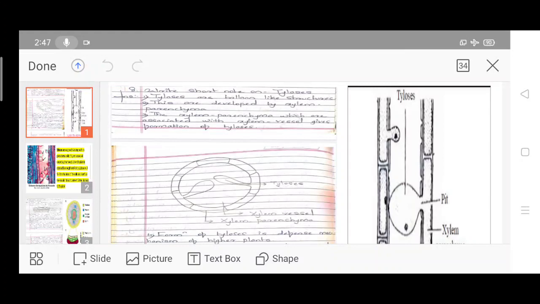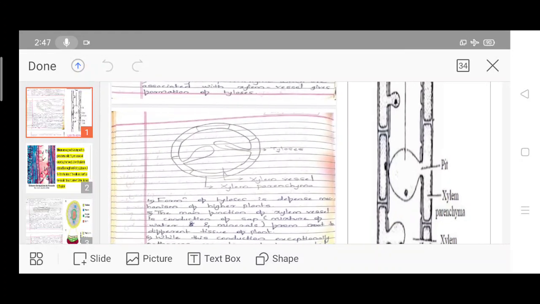This is the picture of tylosis. The outer layer is the xylem parenchyma, on the inner side are the xylem vessels, and on those xylem vessels a balloon-like structure is developed, that is nothing but the tylosis. The formation of tylosis is part of the defense mechanism of higher plants. When there is any infection to the plant or drought conditions, what happens?